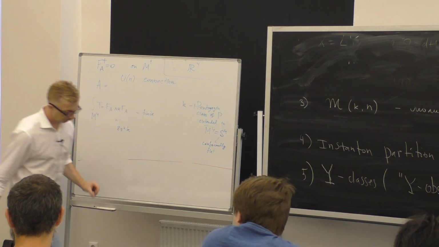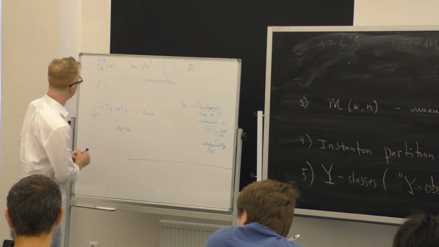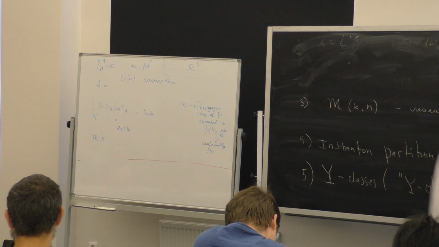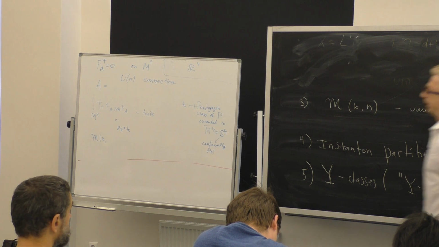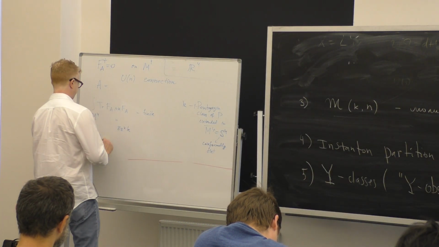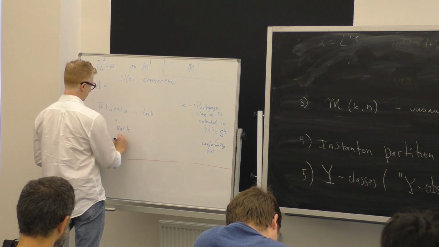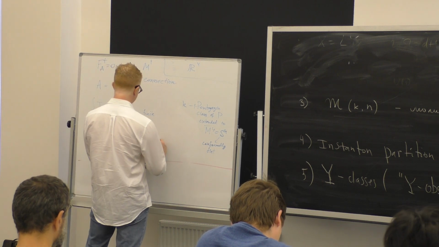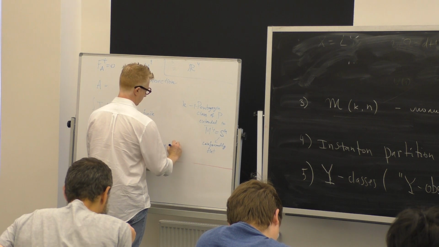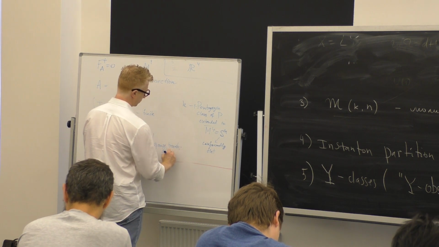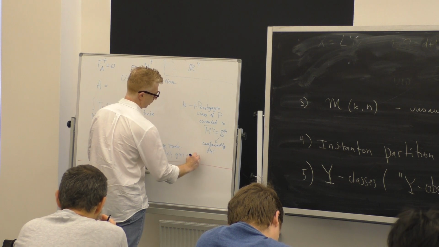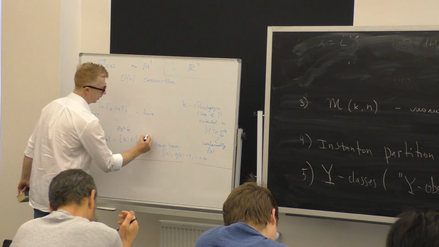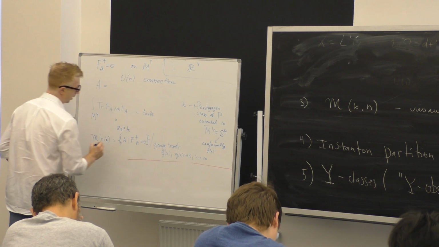Now, we want to study the moduli space of solutions to the self-duality equation, modulo gauge transformations g of x which approach 1 when x goes to infinity, and approach 1 with a specific rate.